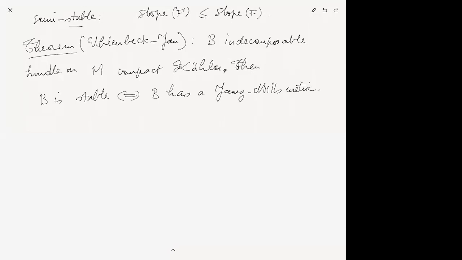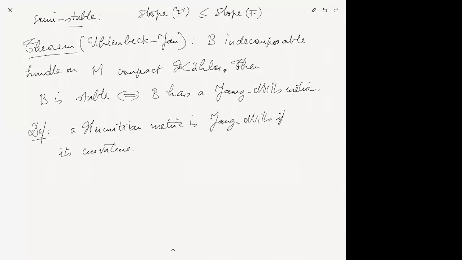Okay, and a Yang-Mills metric is a special type of Hermitian metric. So maybe I can actually give you that definition as well. So a Hermitian metric is Yang-Mills if its curvature form is a multiple of the identity.